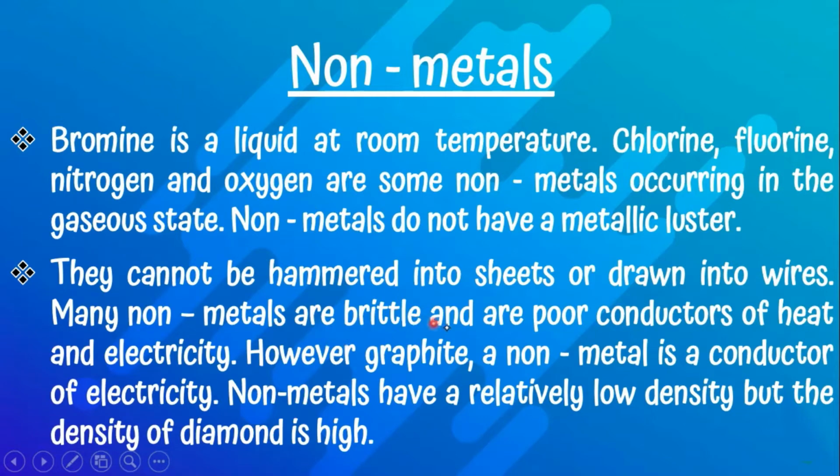Many nonmetals are brittle and are poor conductors of heat and electricity. However, graphite, a nonmetal, is a good conductor of electricity. Nonmetals have a relatively low density, but the density of diamond is high.